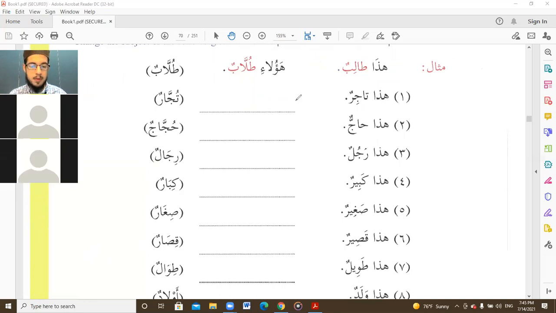هذا تاجر. هؤلاء تجار. Very good. Excellent. I don't need to write it, it'd be a little redundant. هؤلاء تجار. So now you know that the broken plural of tajirun is tujjarun. Very good. Number 2, Sister Musarrat.